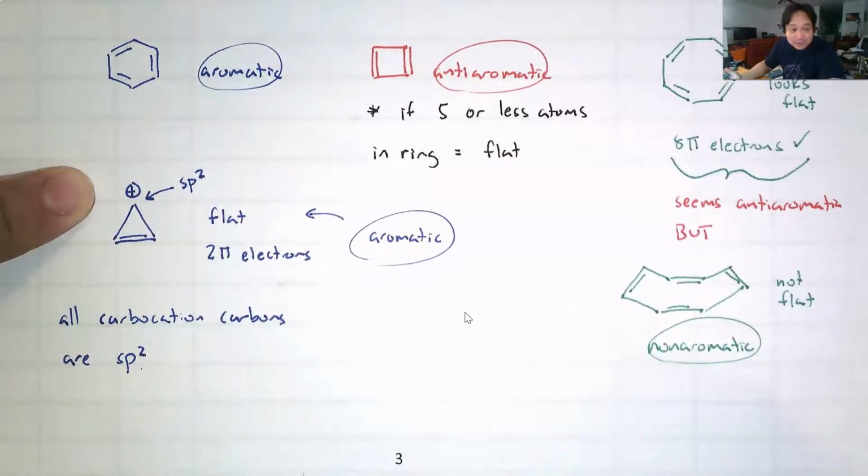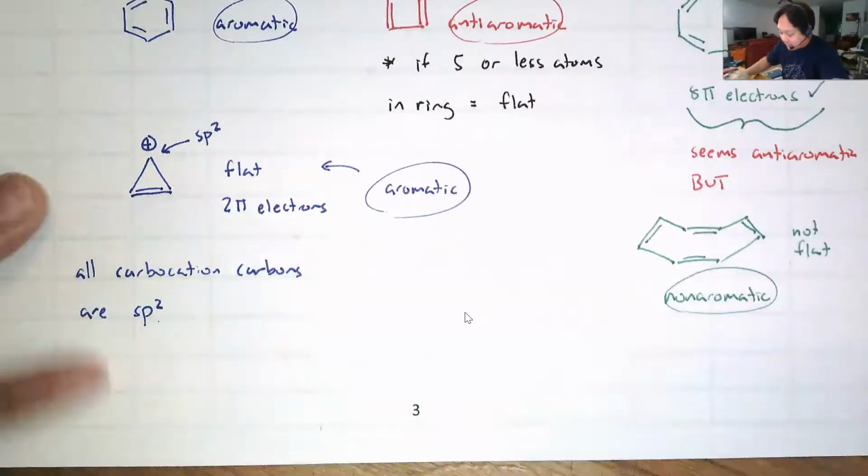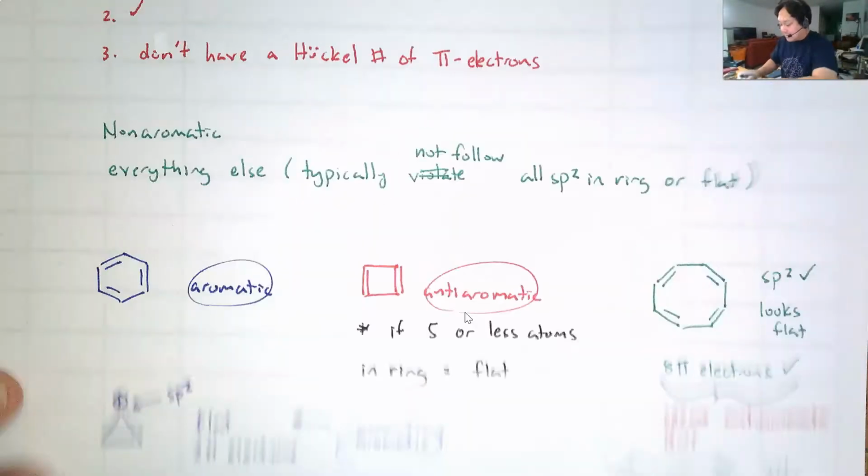Okay. What about the anion version? What would the anion version look like actually? Let me do this on the next page.